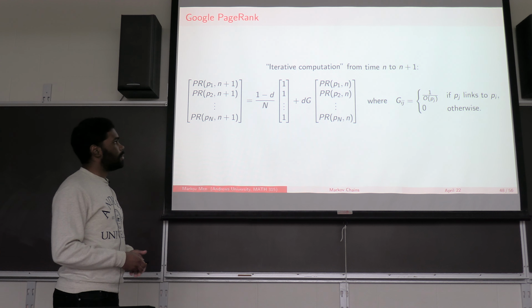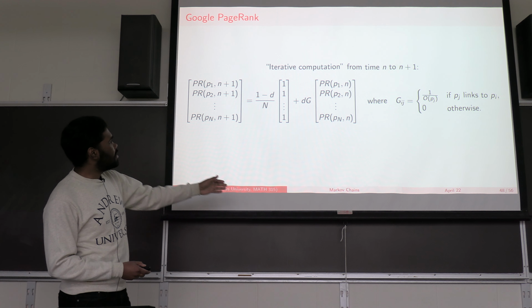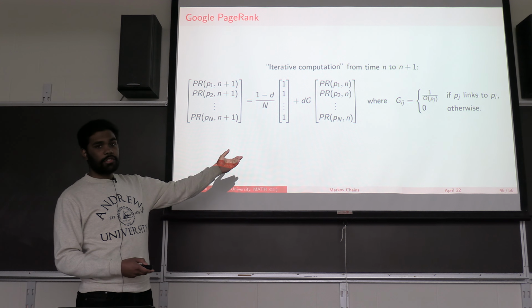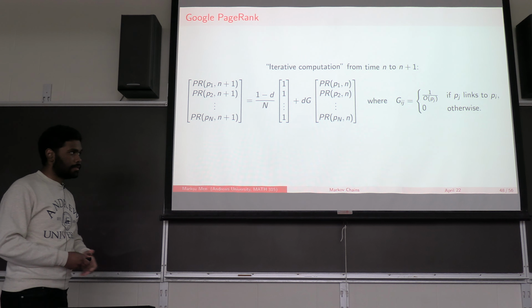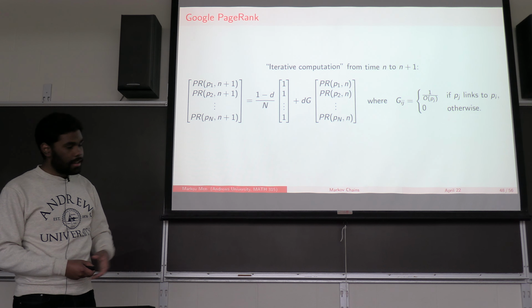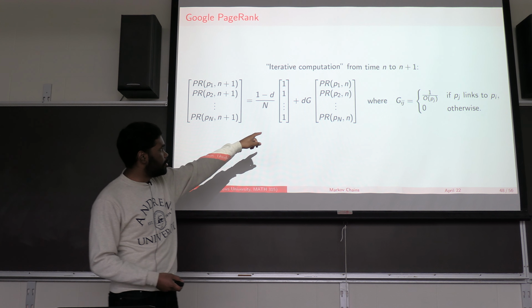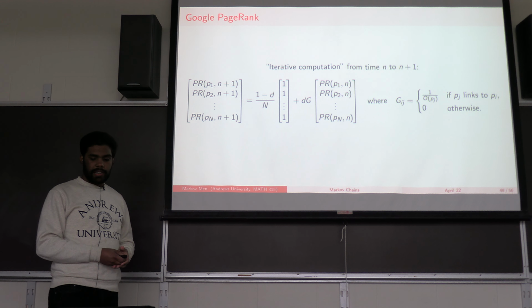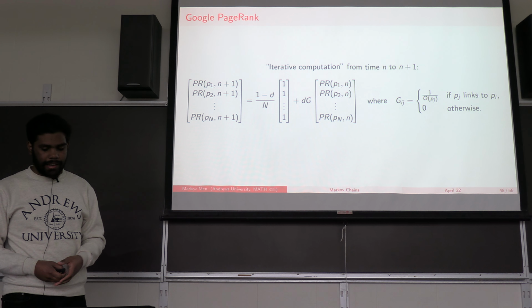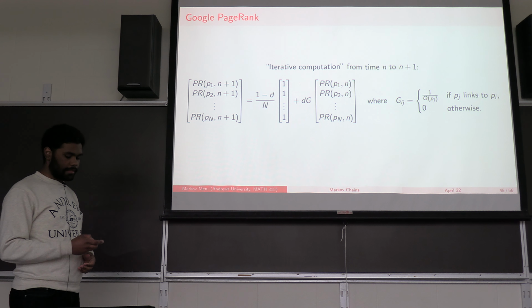Well, we have this iterative computation. If you glance at it, you'll see that this is essentially the same formula as over here, just translated into linear algebra. One note: each entry in this matrix G over here is 1 over the number of outgoing links of Pj if Pj links to Pi, and it's 0 otherwise.